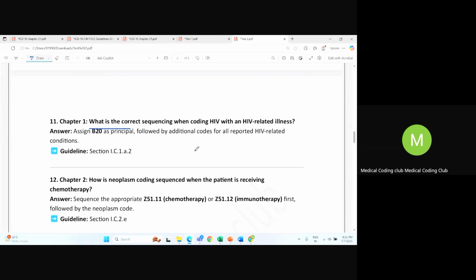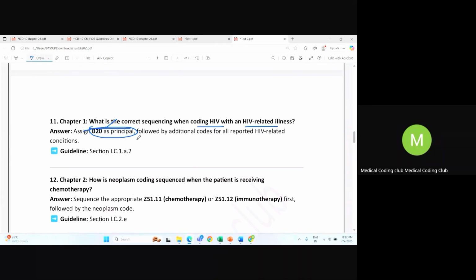What is the correct sequencing when coding HIV with HIV related illness? Which one will you code first? HIV B20 should be first, ma'am. Principal, then HIV related conditions as additional conditions. Correct. So if the patient has tuberculosis or Kaposi sarcoma along with HIV, HIV should be primary, first, followed by the Kaposi sarcoma, the related condition, as a secondary diagnosis.